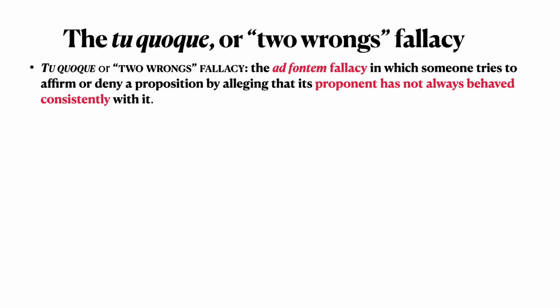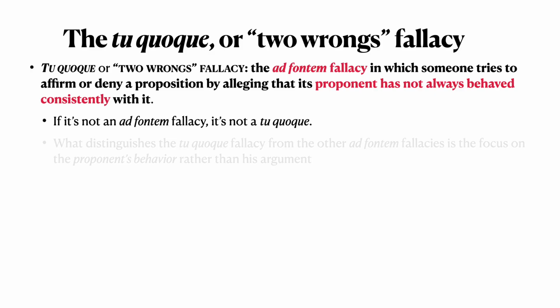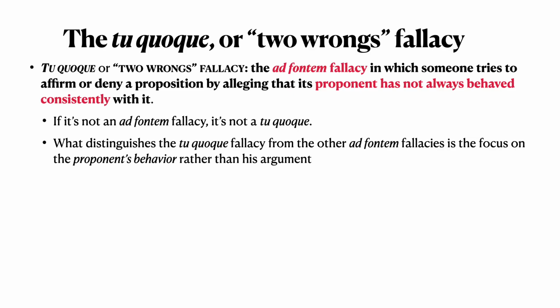So again, two elements. What is the more general element that unites this vertically with the family above it? It's the ad fontem fallacy part. If it's not an ad fontem fallacy, it can't be a tu quoque. But what is it that distinguishes it? What's the differentiating element? It is the focus on the proponent's behavior rather than his argument. Well, why is that irrelevant? Why is the person's behavior irrelevant?